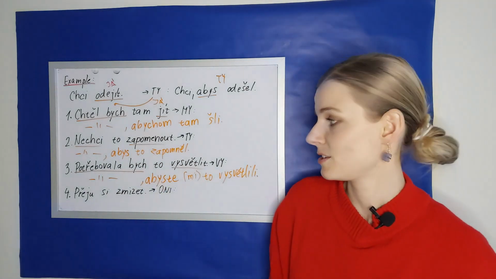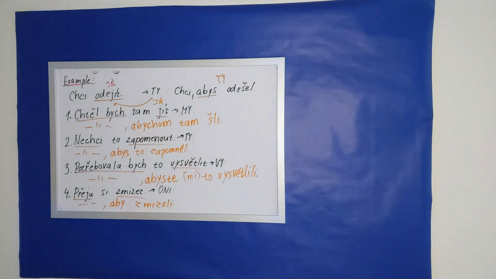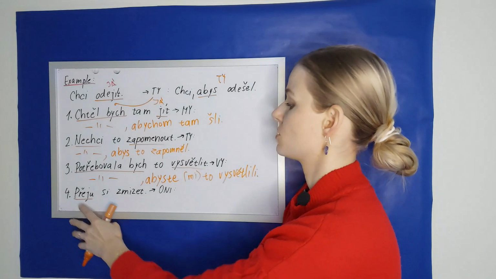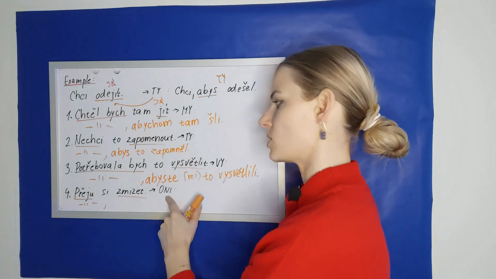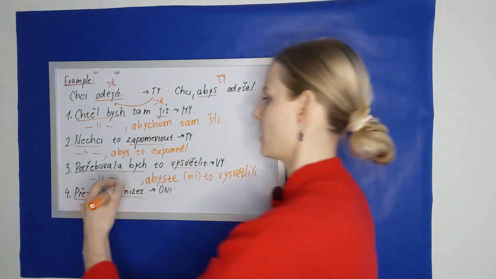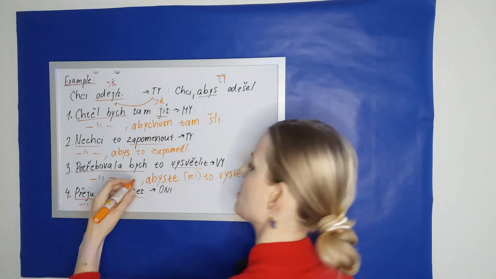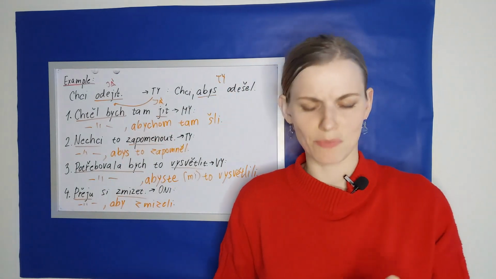A poslední, the last one. Přeju si zmizet. I wish to disappear. Sometimes it happens, right? And you want to say, I wish for them to disappear. Přeju si will be the same. Oni would take aby, and zmizet for oni in past tense is zmizeli. Perfect. Přeju si, aby zmizeli. I want them to disappear.